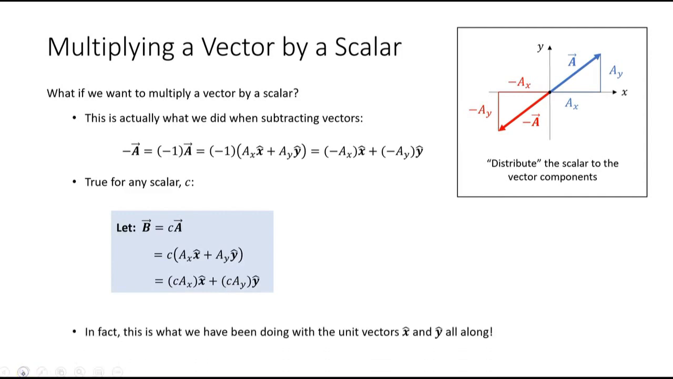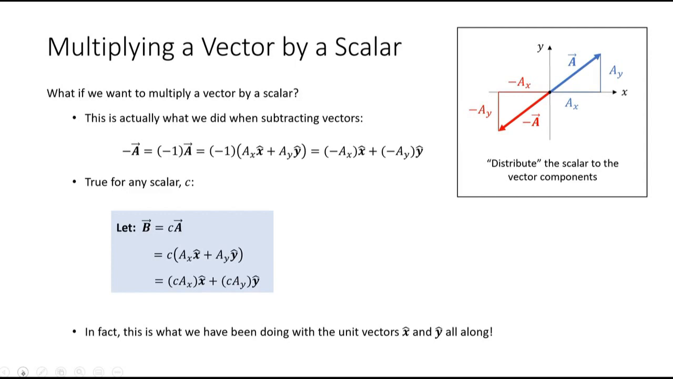All right, and it turns out this is actually what we've been doing for our unit vectors x hat and y hat all along. So this was how we were able to get any vector that we want by multiplying those unit vectors by some scalar. So this is something that we've really already been doing quite a bit.